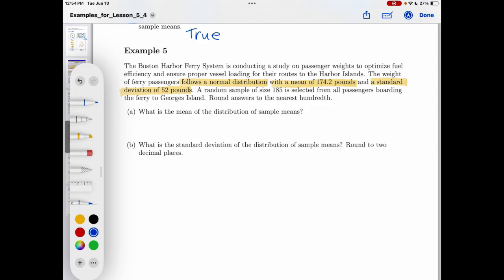So part A says, what is the mean of the distribution of sample means? So let's write both things down here. For the population, we're told that the mean is 174.2 pounds.